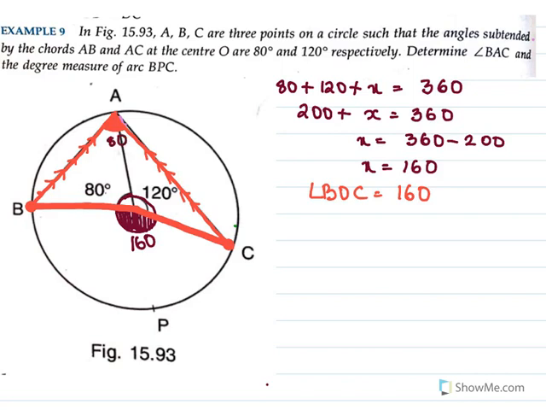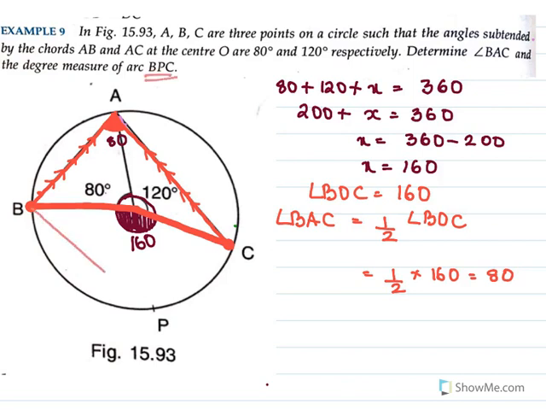So I write angle BAC equal to half of angle BOC, which is half of 160, and that is 80. This is one part of the sum. Now we need to find also BPC, means this is our BPC, and we need to find BPC.